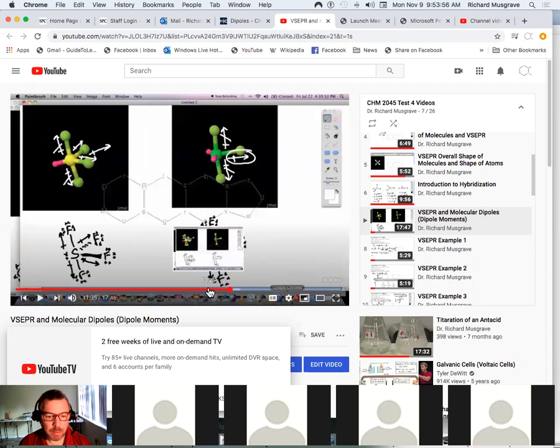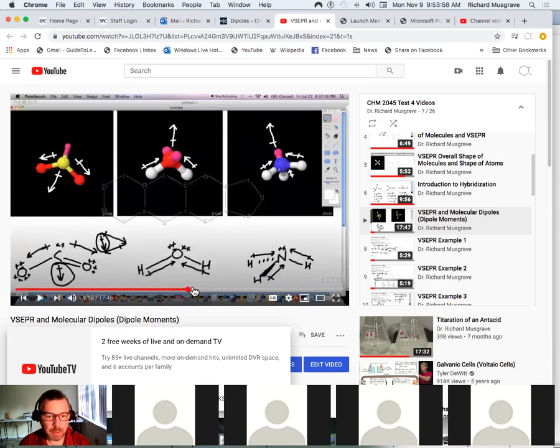Let's see. Oh, hang on. Let's go back a bit here. There we go. I also wanted to show you this one. This is NH3, and this is related to what we talked about earlier. Now, N is more electronegative than H, so you can see the three dipoles that we would draw along the bonds or towards the nitrogen, and then the net dipole straight up through the center of the molecule.